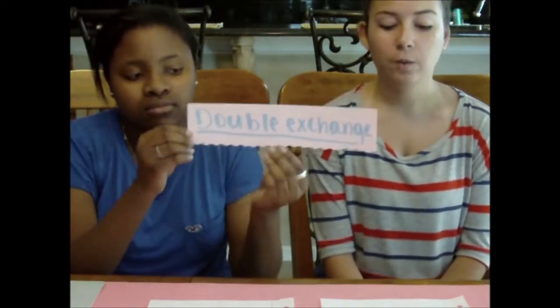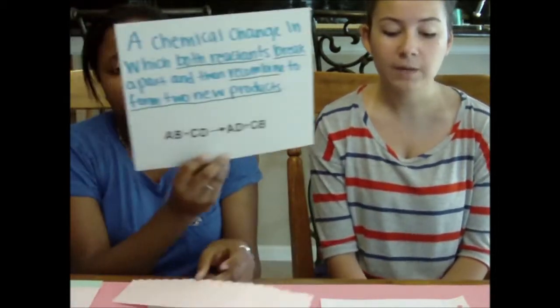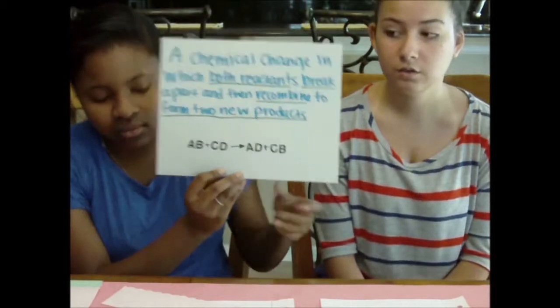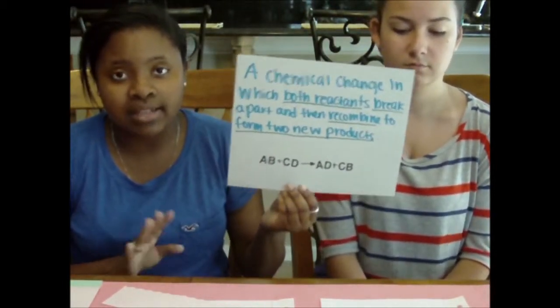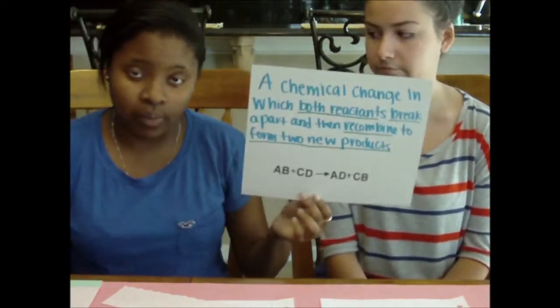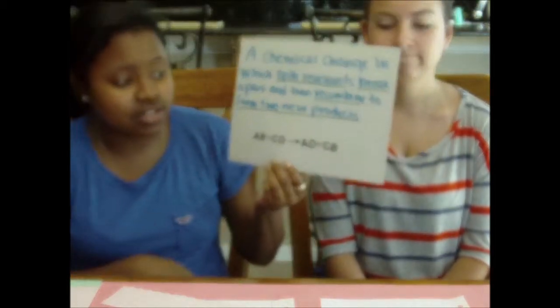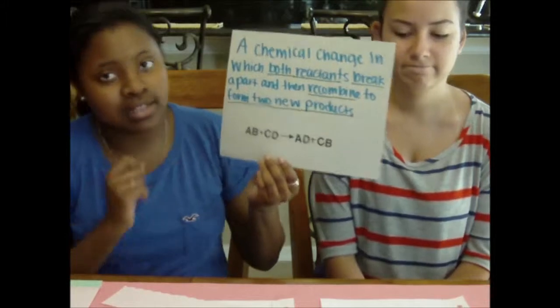The second type of reaction is a double exchange. This is when both reactants break apart and then recombine to form two new products. So you start with AB plus CD, and then they all break up, and they get with each other's exes, and so you get AD plus CB.